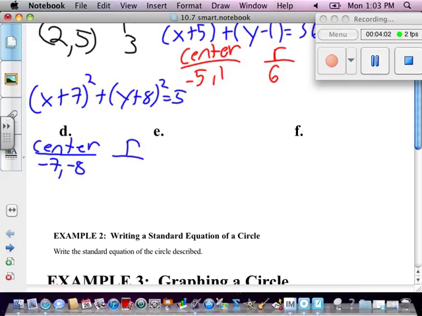I was just going to say square root of 5. That is the correct answer. You don't make that decimal. You can if you want. I would give you credit either way.